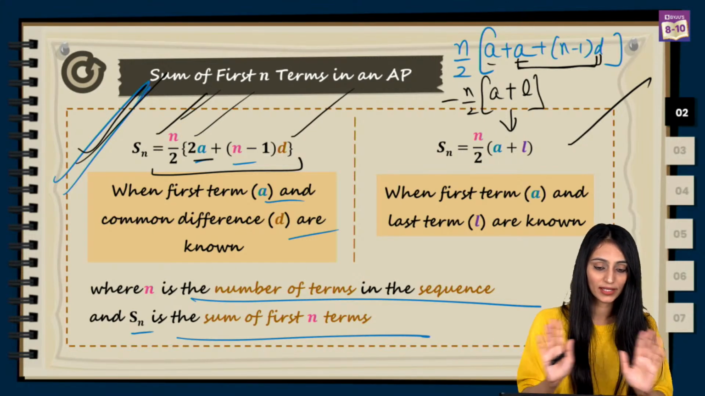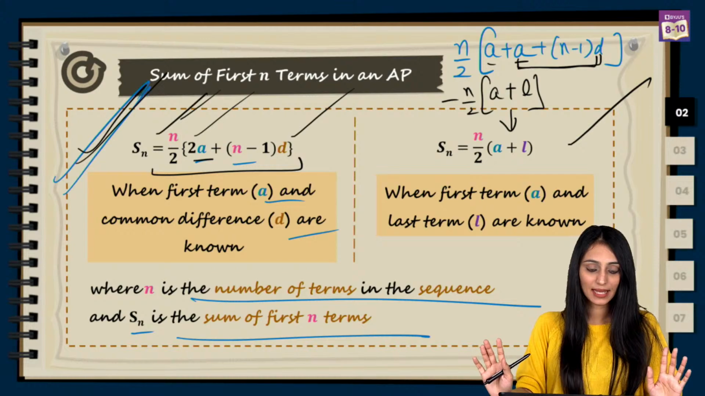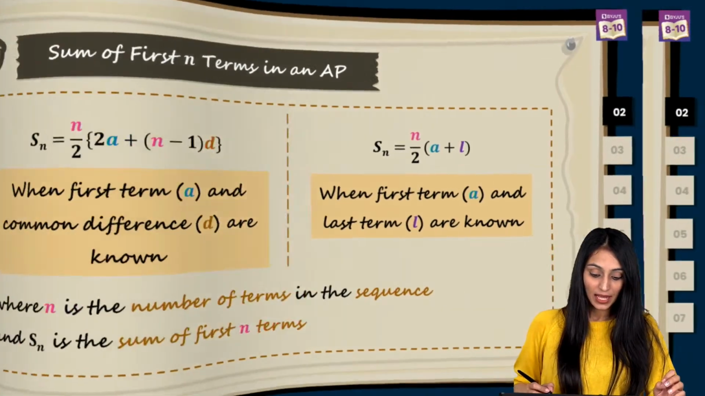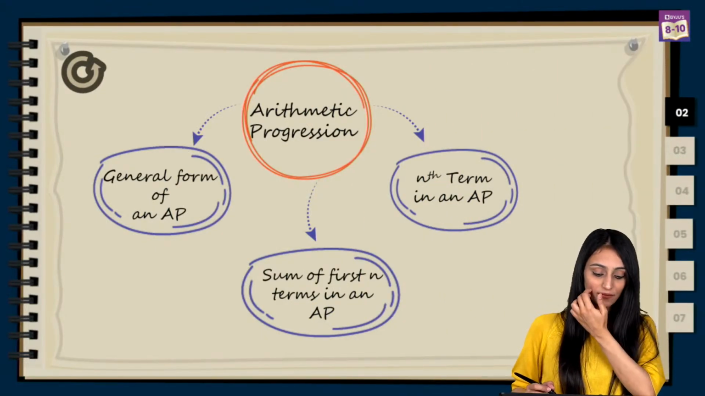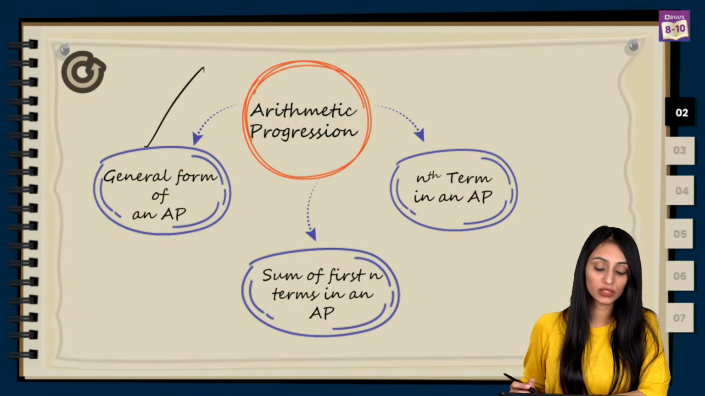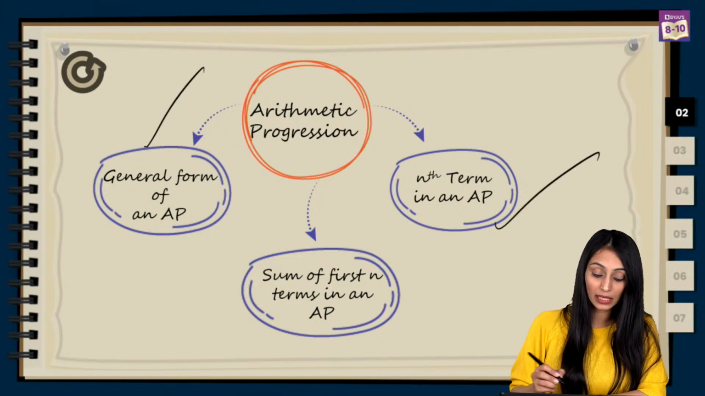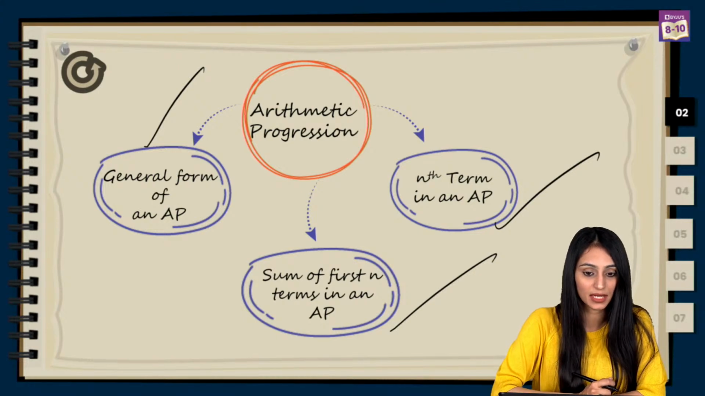Lessons. All right, so I think it's clear to everyone now. Yes? Let's move ahead. Now let's take a quick look at what all we have in arithmetic progressions. We discussed the general formula of AP. We discussed the nth term in an AP and the sum of the first n terms in an AP. Derivations will not be asked in the exam. Don't worry.